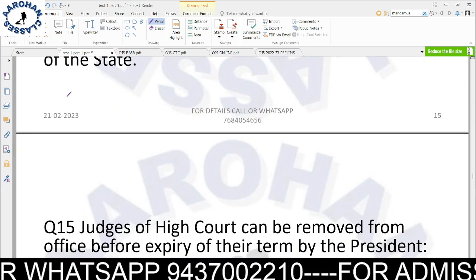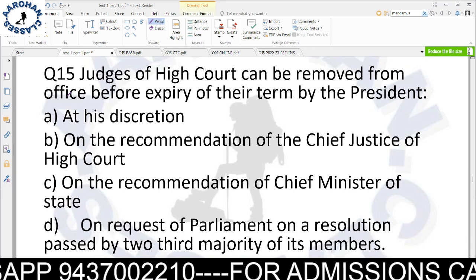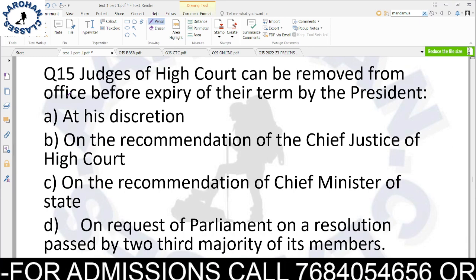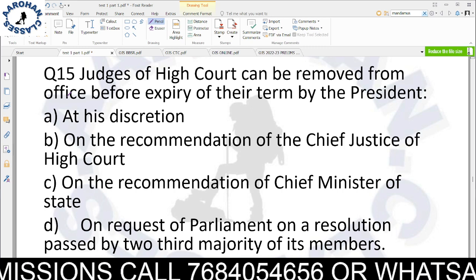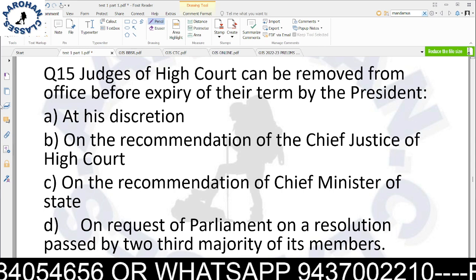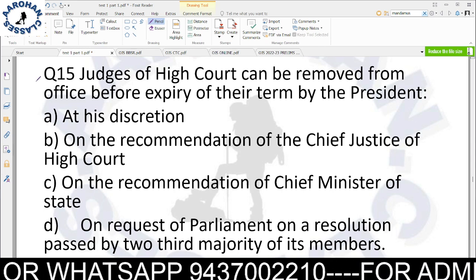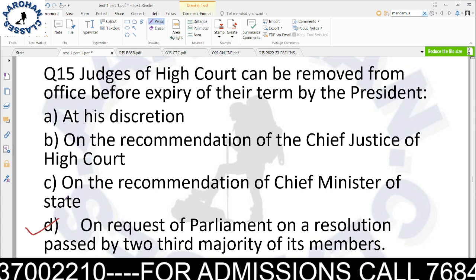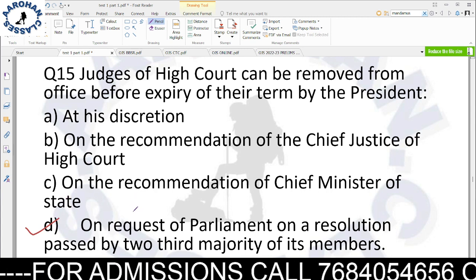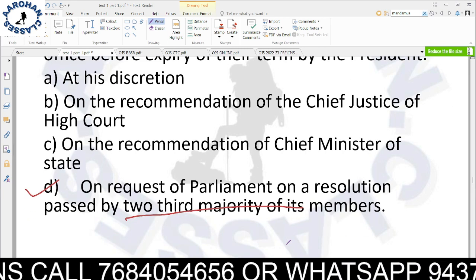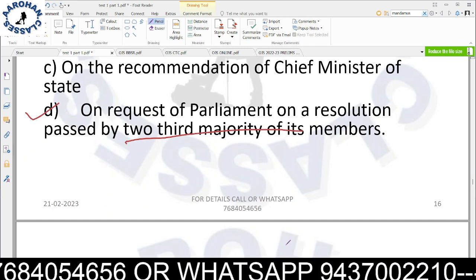Now coming to question number 15. Judges of High Court can be removed from the office before expiry of their term by the President. Okay, in which manner? That is D will be the answer. On request of Parliament, on a resolution passed by 2/3 majority of its members. Okay, so D is the answer.